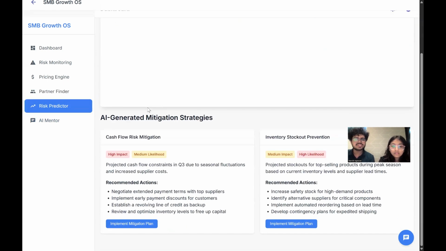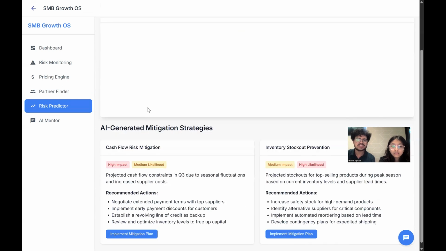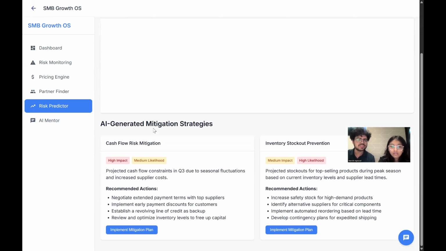So the next thing we have is the risk predictor. Basically, in the risk predictor, we have some AI generated strategies for our company to grow. So for here, we can go, yeah, it gives us two types of strategies over here. We'll be able to include more strategies in the future, which will also be completely automatic and AI based.